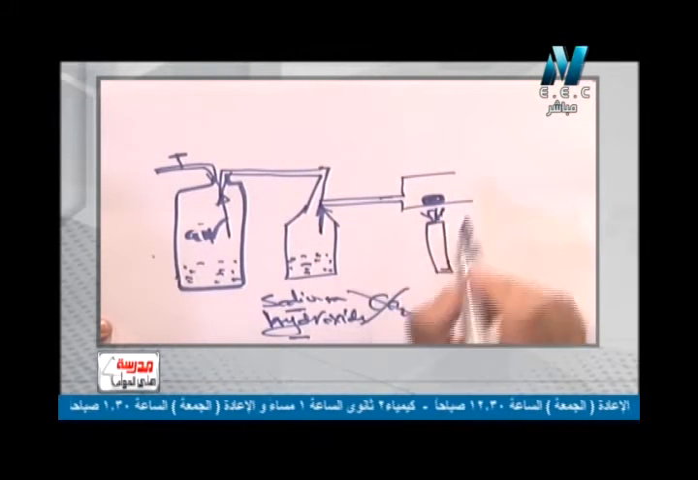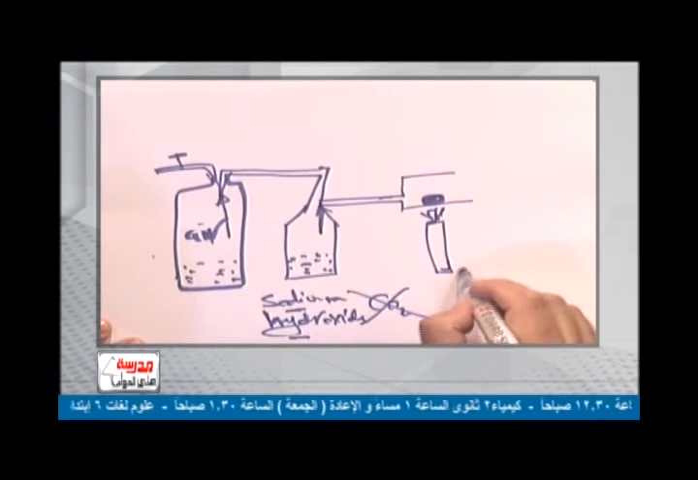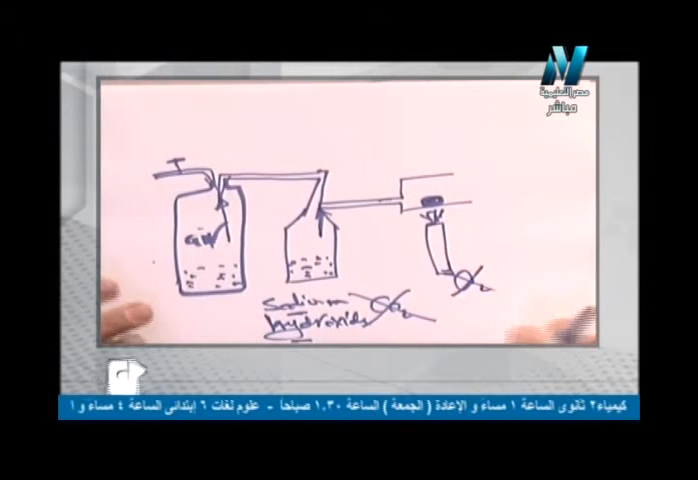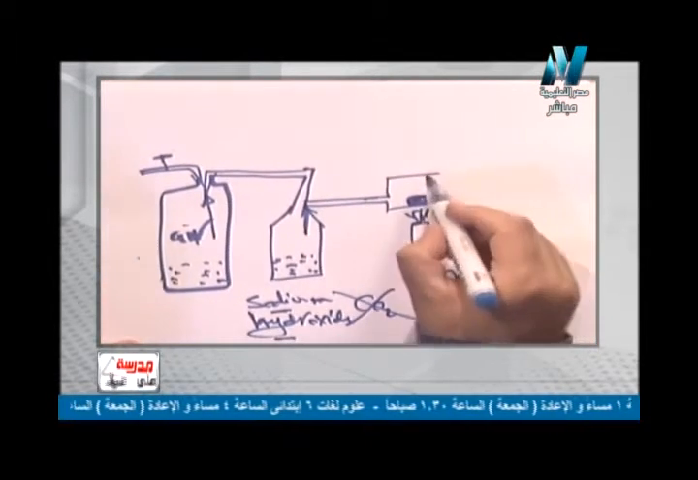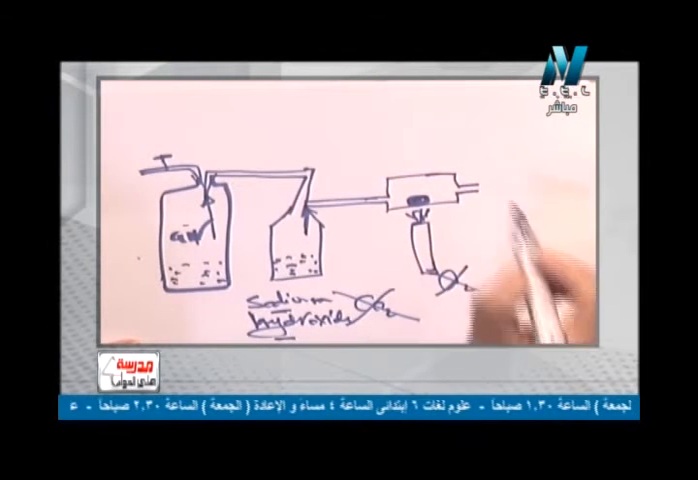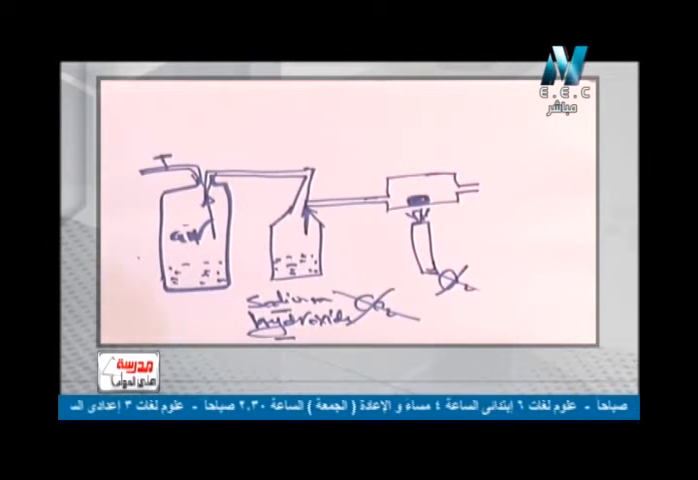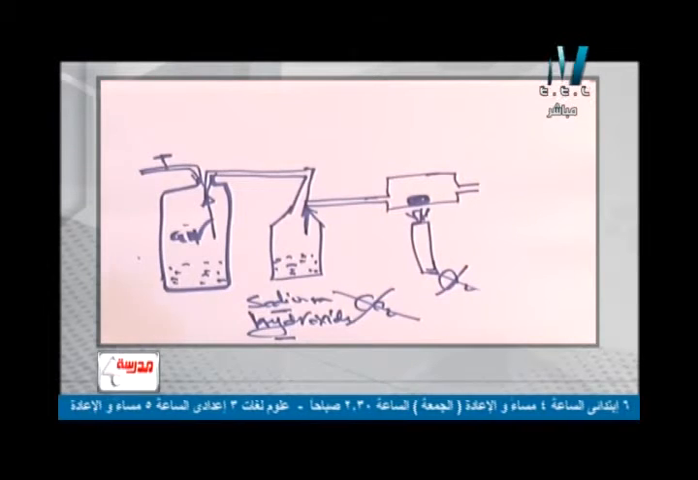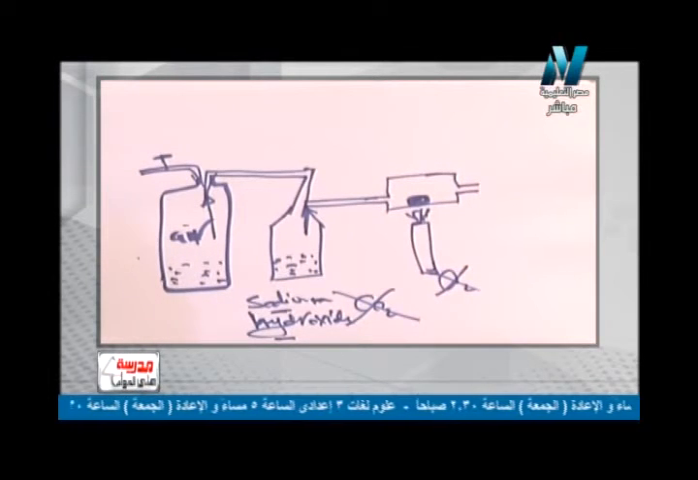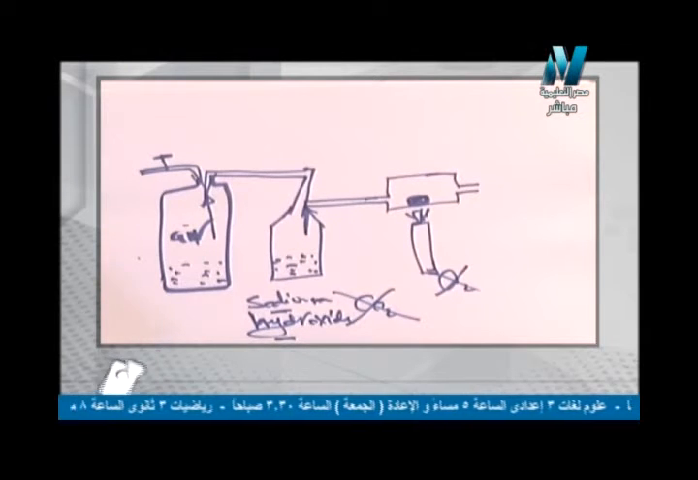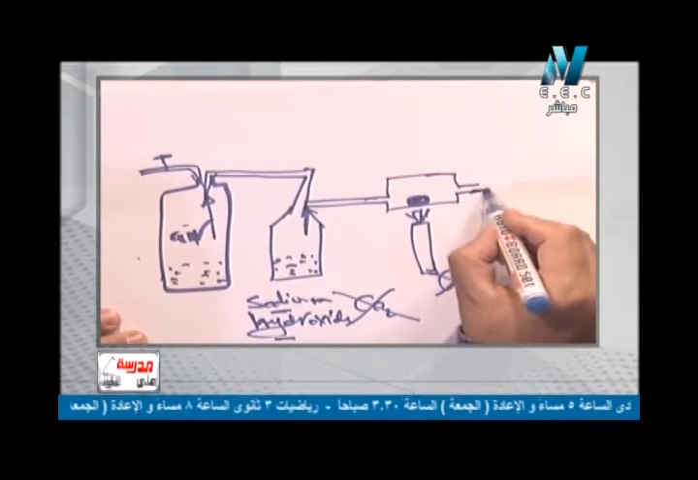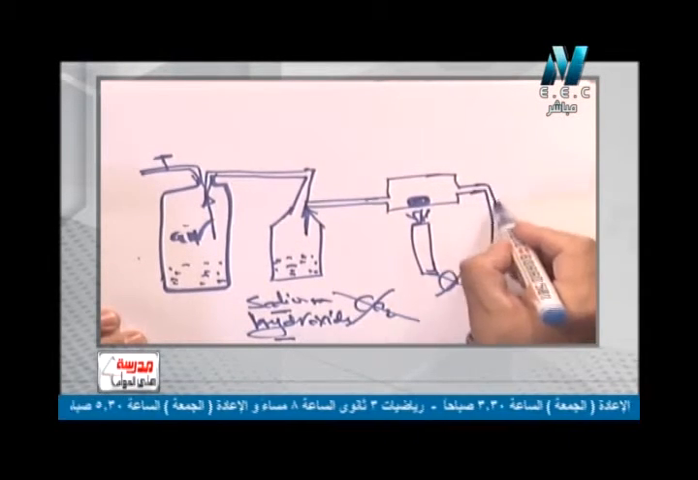When air passes over hot copper, it will remove what? It removes oxygen gas. So what is the rest of the gases? Surely it will be nitrogen gas. So how can I collect nitrogen gas? Nitrogen gas is collected the same way as oxygen gas. How? By downward displacement of water.